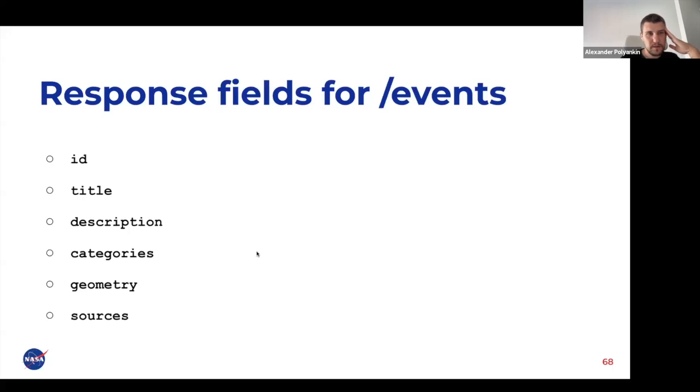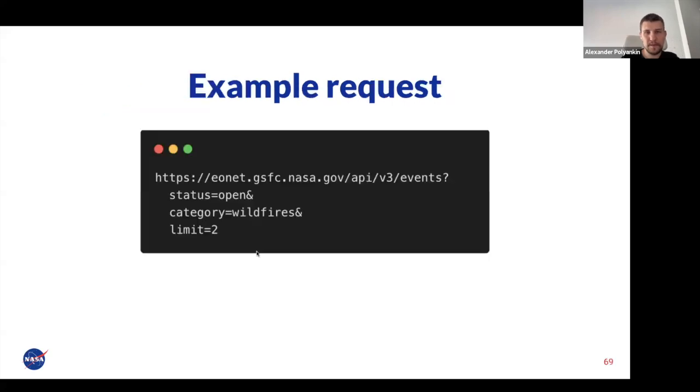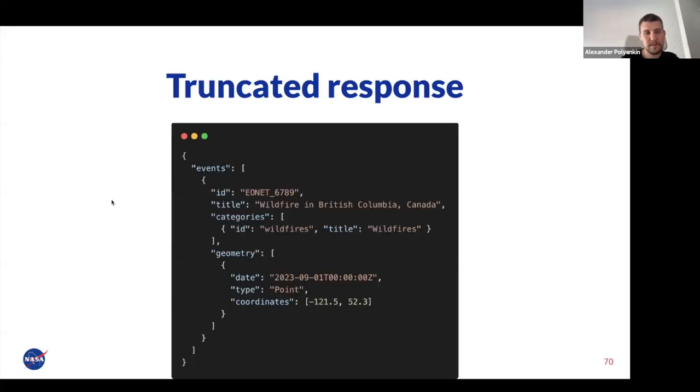That's what you get. So some basic ID, title and description, the category of the event, and some events can be mapped to multiple categories. Also the geometry and the sources. So let's, for instance, get information about active wildfires. So that's how the response could look like. Again, heavily truncated.